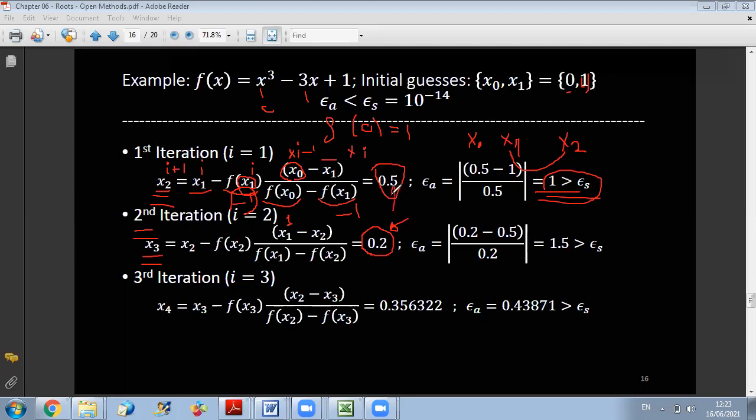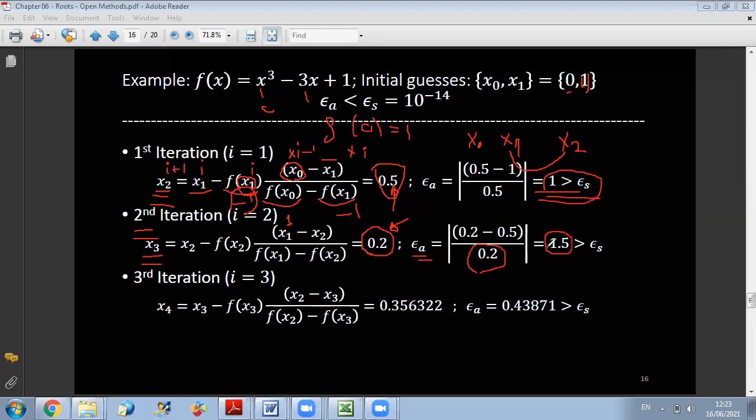So I compare it with the previous estimate. This is the approximate error. So now the approximate error is by comparing 0.2 to 0.5, and I divide by 0.2, the new value, to find the relative approximate error. I get 1.5. It's a high value. Okay, it's a high value.